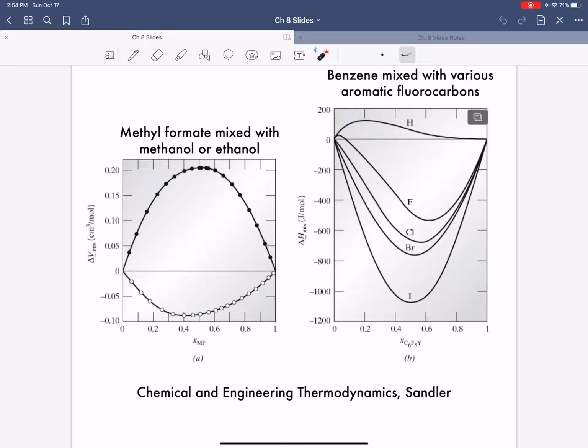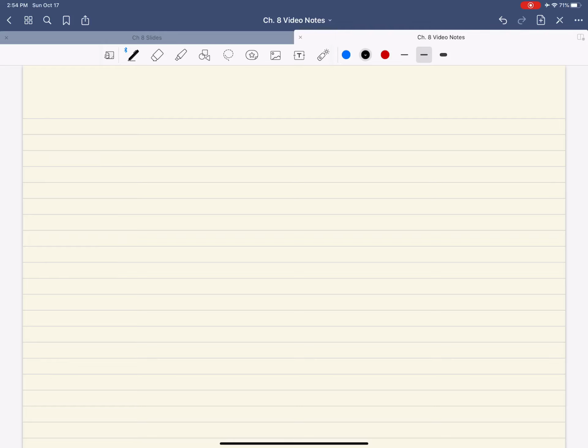For this example, let's take a look at this mixture between methyl formate and ethanol. So it forms this curve right here. And so we see we have this parabolic curve. Based on the shape of this curve, we're looking at an analytical method. Essentially, the analytical method means you're just going to describe your delta V mix using an equation.